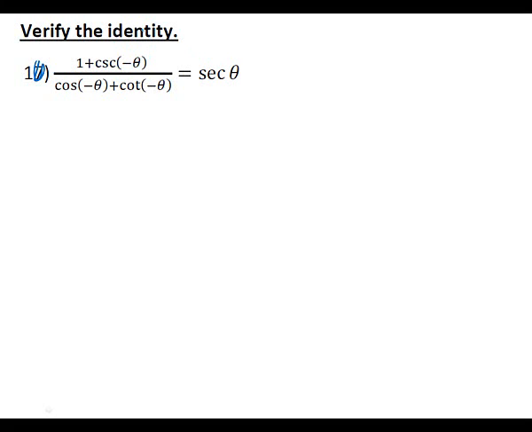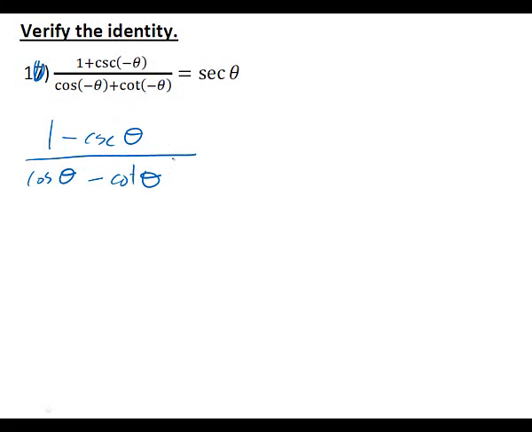Okay? So, cosecant, what happens with the negative sign? Does it go away or does it come out front? It goes out front. So I really have 1 minus cosecant theta. What about the cosine? Does it go away or go out front? Goes away. So cosine theta. What about cotangent? Does it go away or go out front? Out front. So 1 minus cotangent theta.